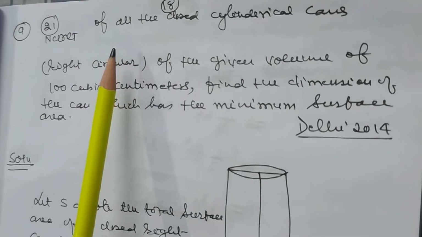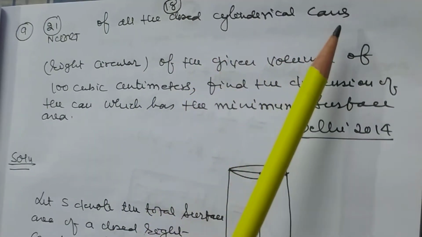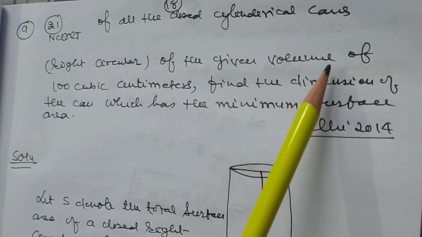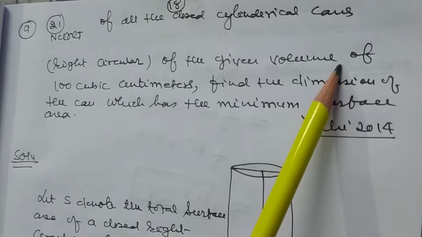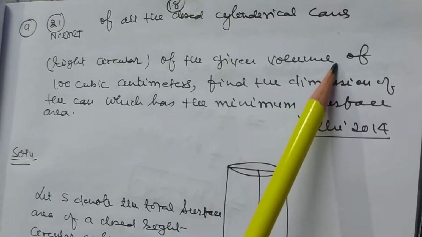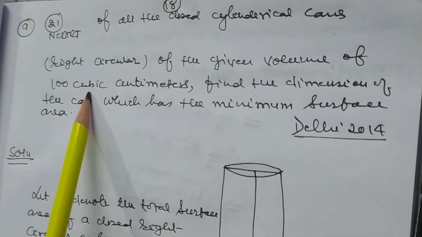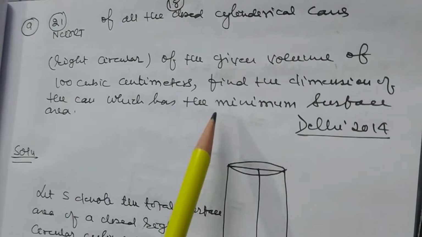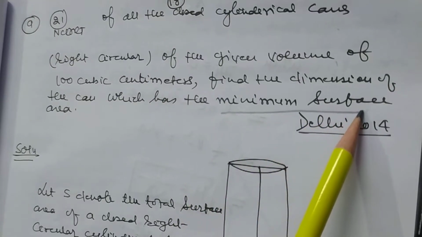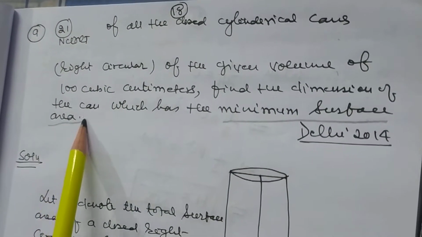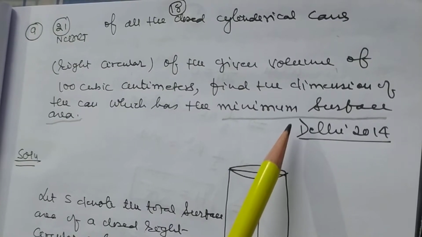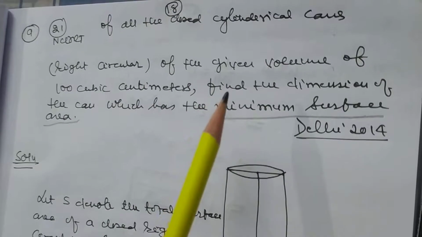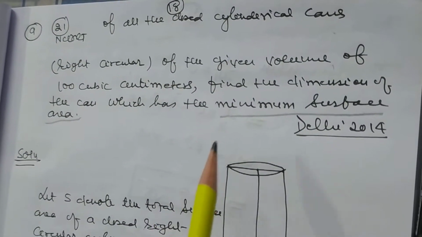Try to understand. Of all the closed cylindrical cans, right circular, the volume is given here, of 100 cubic centimeters. Find the diameter of the can which has the minimum surface area. You have to show that surface area is minimum. My dear student, I have already told you that the answer is hidden in this problem. This is the beauty of this problem.